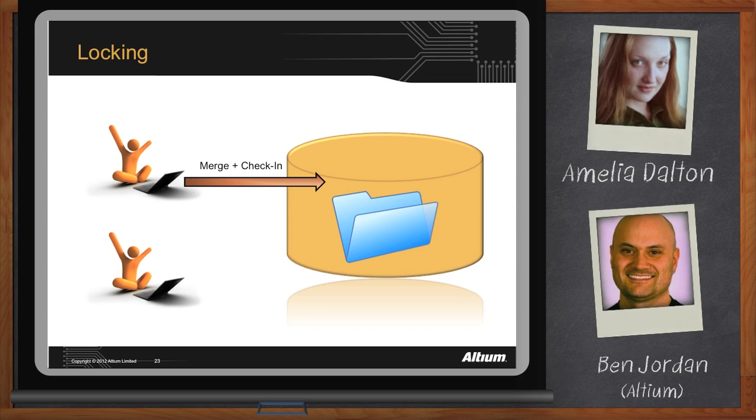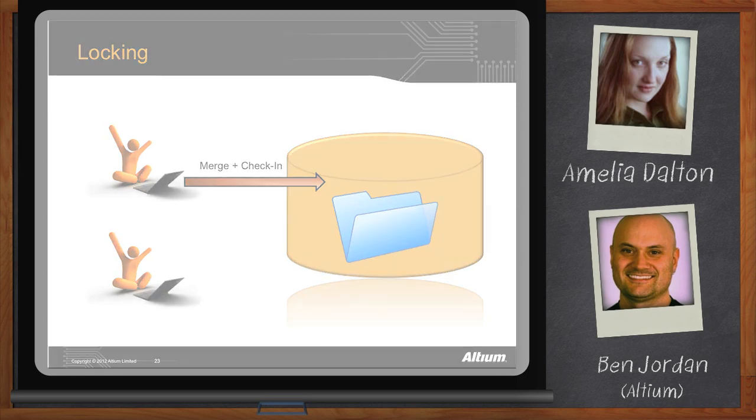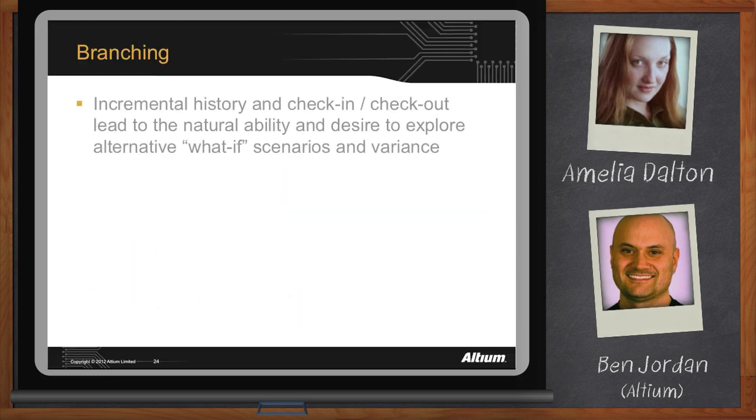Okay, so what if I'm working on a new version of a product and another engineer wants to make a change or a fix to the current production version? How do we handle that? That's a great question, and the short answer is this is done by using a feature of the VCS called branching. But in your question you used the term what if, and that's what I like, because incremental history and check-in check-out lead to the natural ability and the desire to explore these alternative what-if scenarios and product variants. So branching is the way to do it.